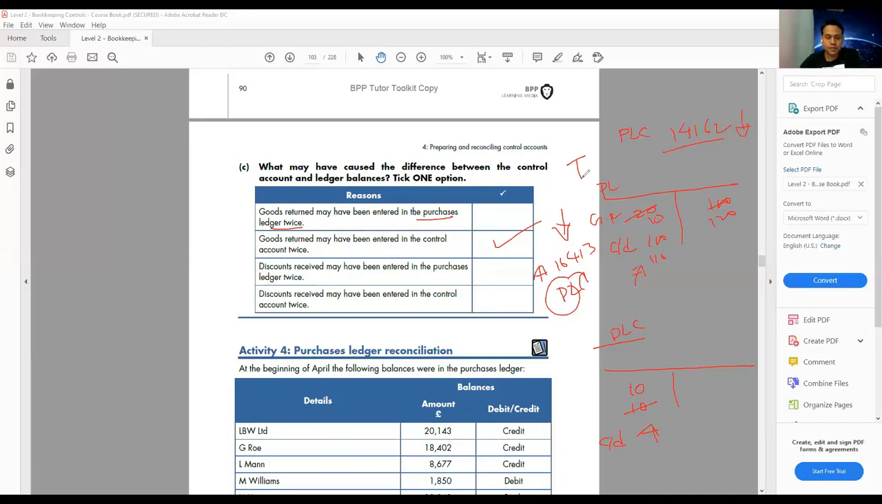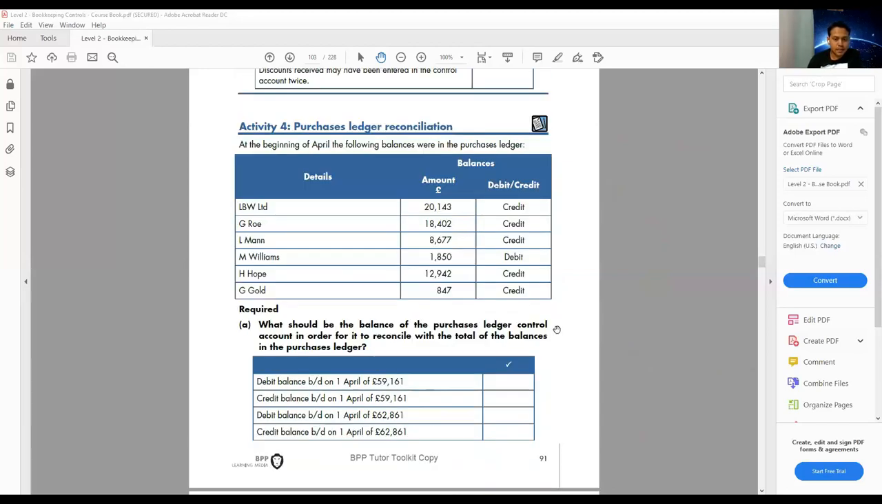If you read that and practice some more, you'll get it. Okay, so let's move on to the next one. Next one we have activity 4. On activity 4, we have purchase ledger reconciliation, but this time the template is a bit different.